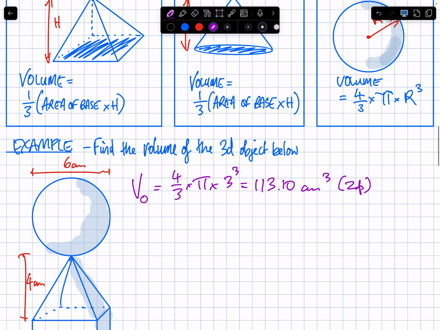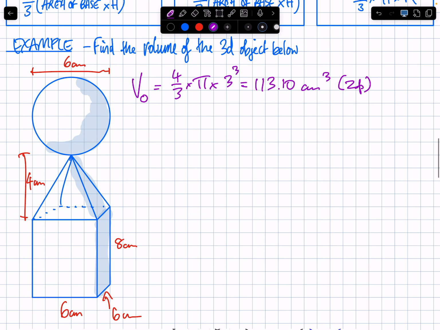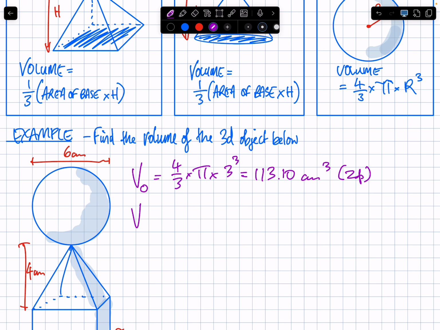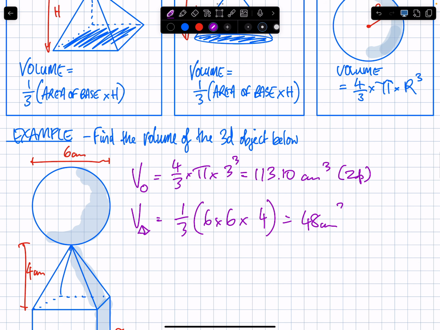The next shape down, what would I call that, holding the sphere up? Square base, because if we look at the bottom, it's 6 by 6. So how do I find the volume of a pyramid? V pyramid, 1/3. Area of the base is going to be 6 times by 6. How tall is that pyramid? It's 4 centimeters tall. Do the brackets first. You don't get a choice with BODMAS. 6 times 6 times 4 divided by 3 is the same as timesing by 1/3, 48. Cubic centimeters.